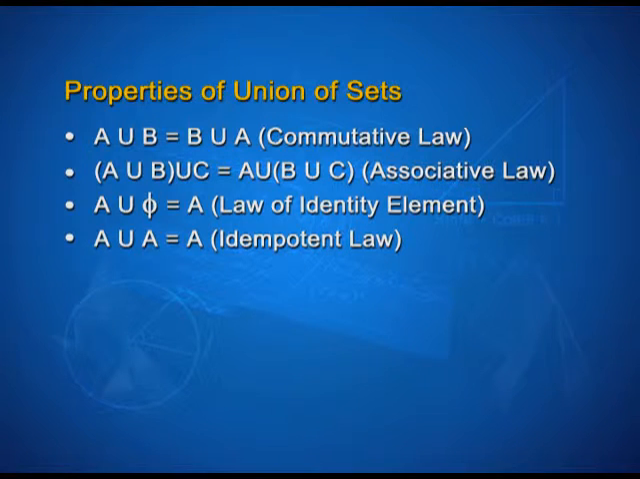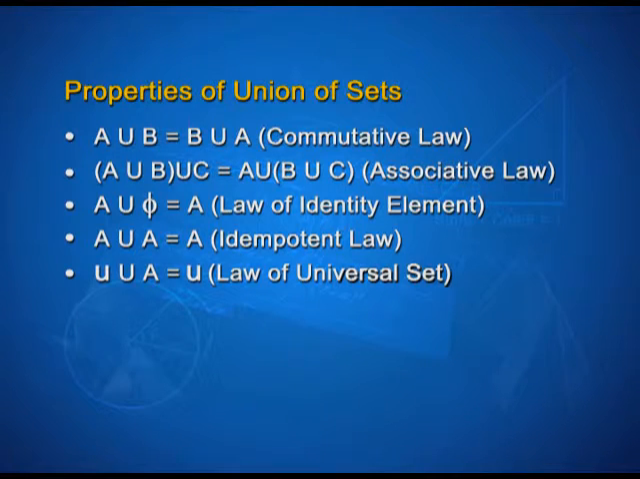The fourth property is the idempotent law, which states that the union of any set with itself gives us the same set. That is, A union A gives us the set A. The last property is the law of universal set, which says that the union of a universal set with any set is the universal set itself. That is, U union A gives us U. We can also conclude here that if A is contained in B, that is, if A is a subset of set B, then the union of A and B will give us B. That means the union of a subset and the superset will give us the superset.